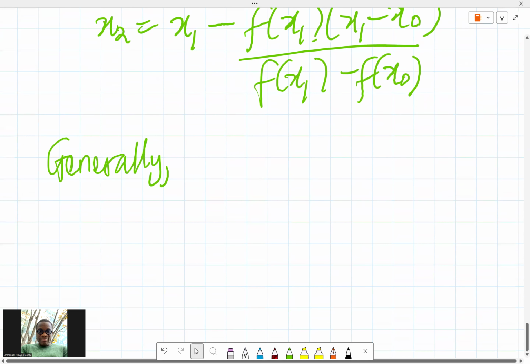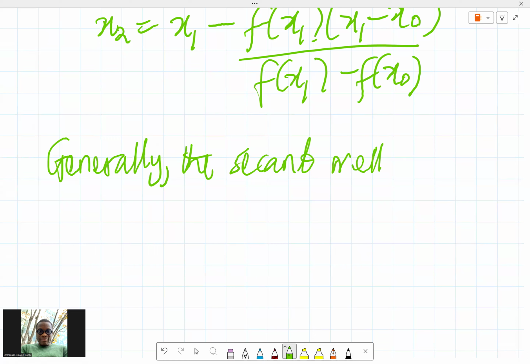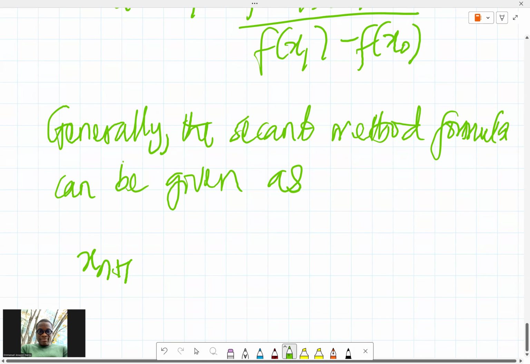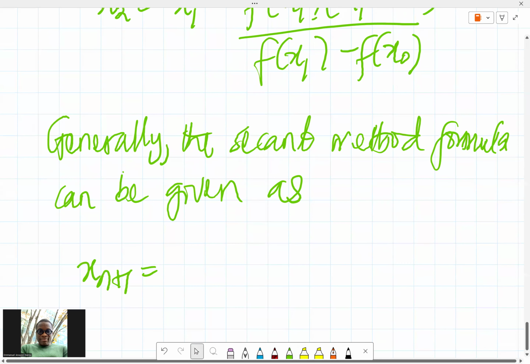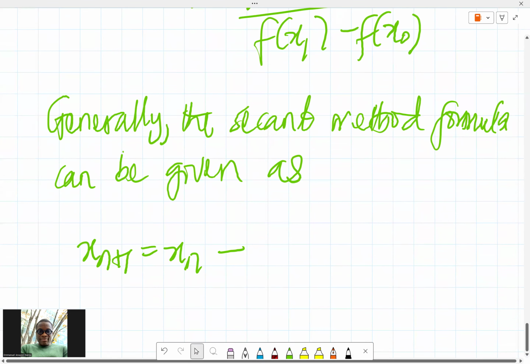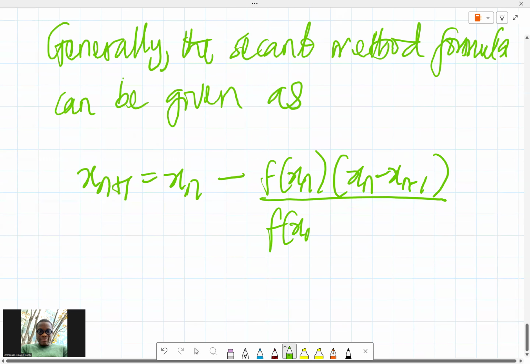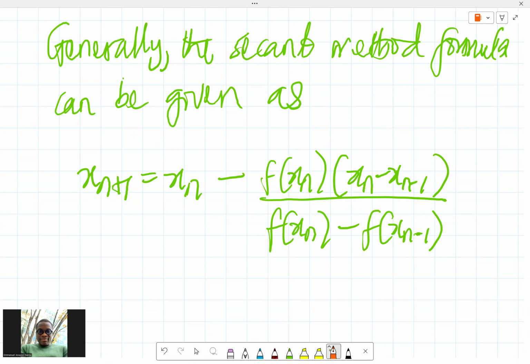So generally, if we generalize that formula, we now have the second method formula, which can be given as x n plus 1 equals x n minus f of x n into x n minus x n minus 1, all over f of x n minus f of x n minus 1. So this becomes the general formula for the secant method.